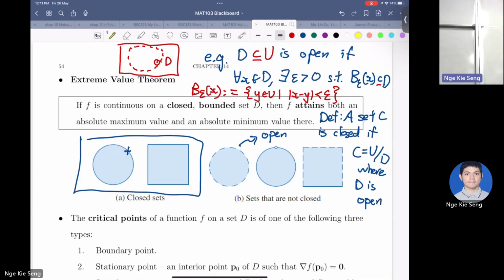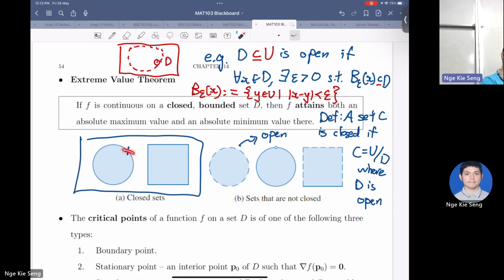So what's wrong with the definition of closed? Actually, a set is closed if it is the complement of an open set. You know what the complement of a set is? So you take your universal set, and then you take out an open set. To show that this is not open is true, but how to show this is closed? So this is closed.